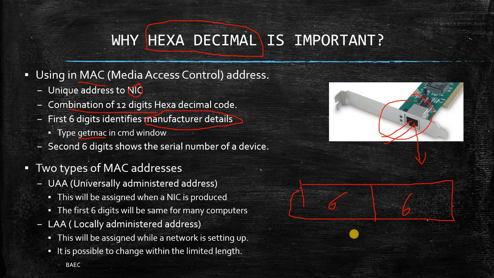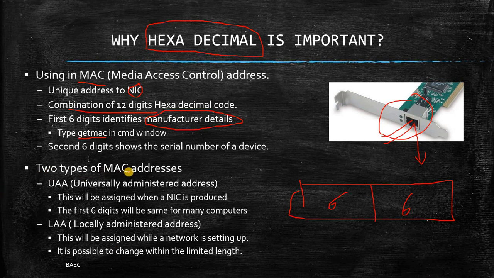And what are the second 6 digits? That is the serial number of the device. Each device will have a unique serial number that will be used to identify the device. The 6 digits show the serial number of this device. Hope it's clear with that, right?